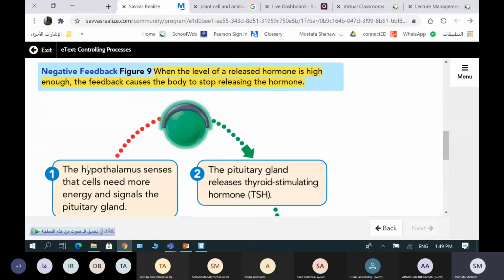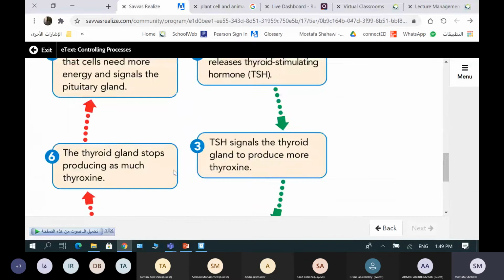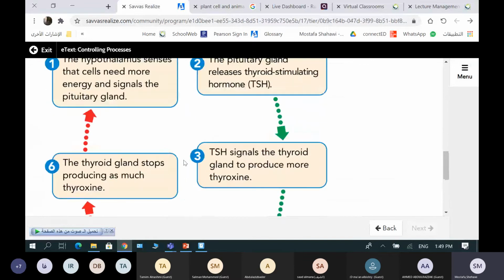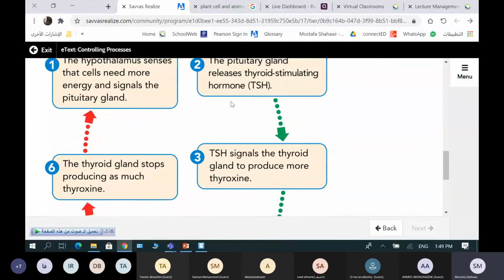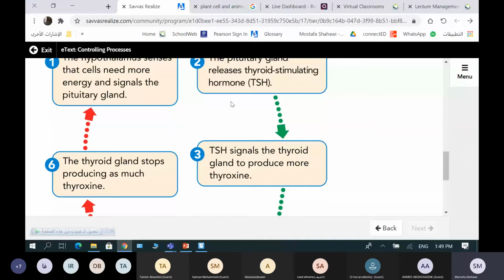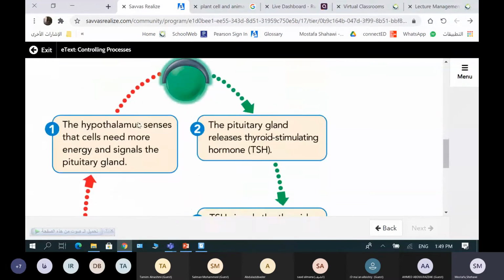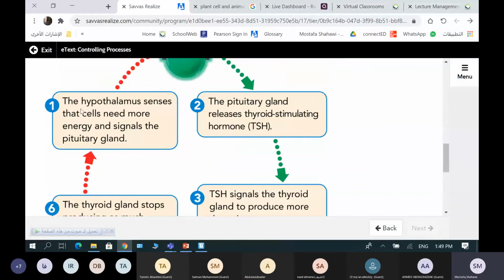I want you to read this. This circle here represents the negative feedback. The green part represents increasing the level of the hormone. The red part represents decreasing the hormone. Let's start with number one. Read this number one, Dahlan.